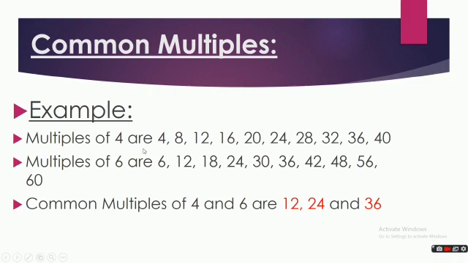Means 24 is also coming in the 4 table as well as in the 6 table. So we will take this 24 as a common multiple, and then it's 36. 36 is the third common multiple of 4 and 6. So the common multiples of 4 and 6 are 12, 24 and 36.